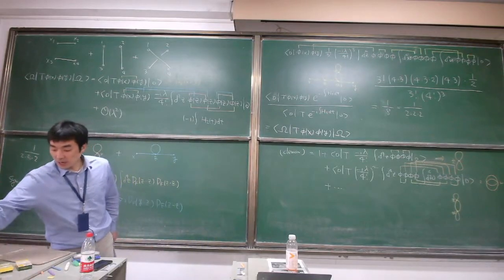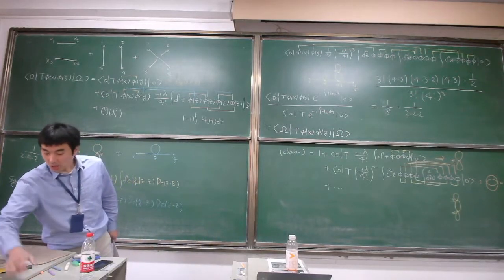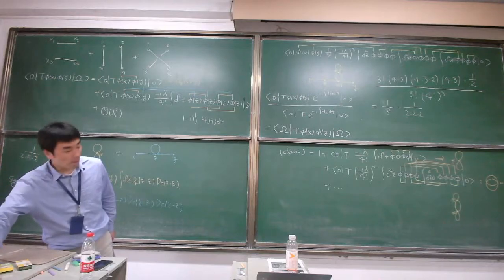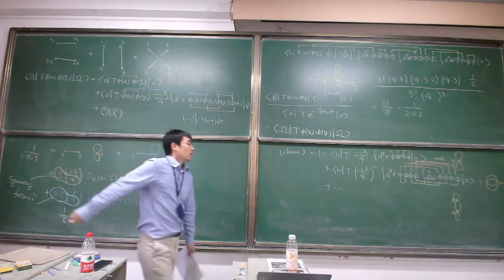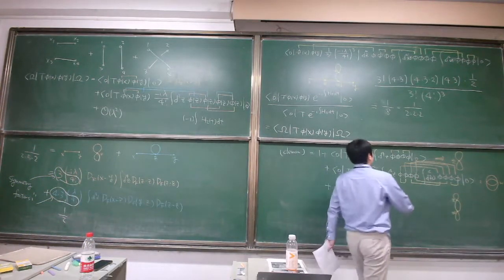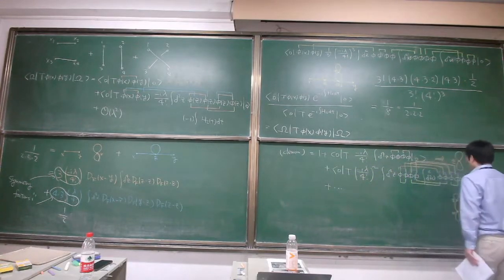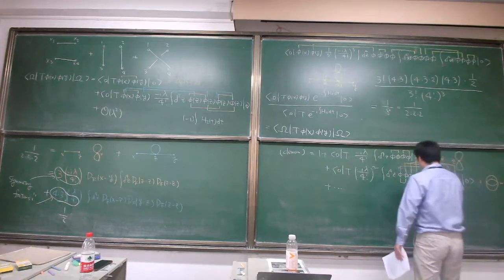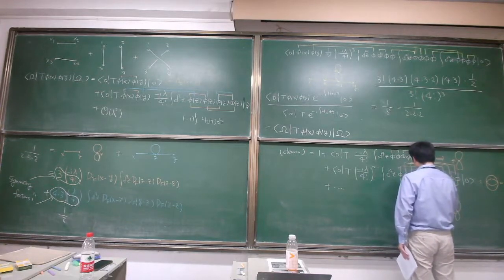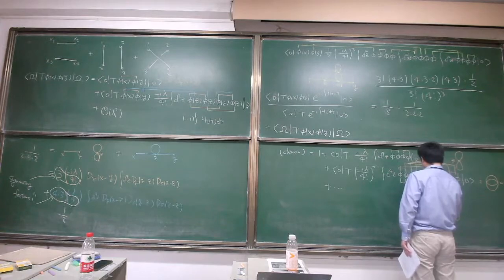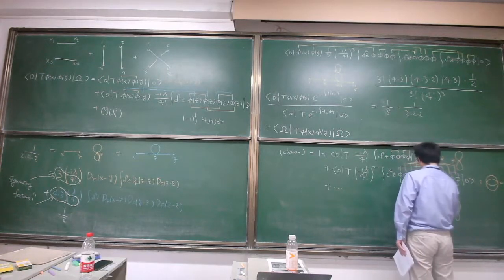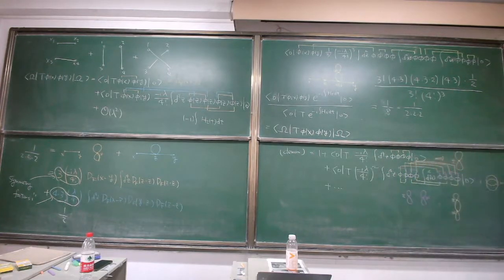And then the boring one. Unfortunately, I have to use purple. Let's use purple. The boring one is this one. Well, this will give you two of this guy. Okay, and then you just need to count the symmetry factor.